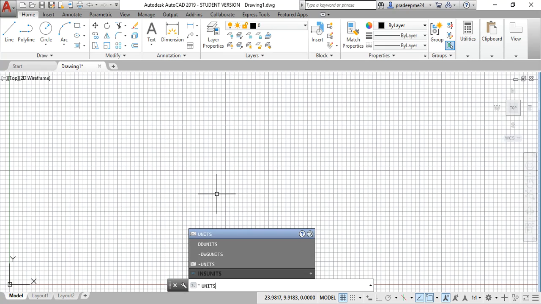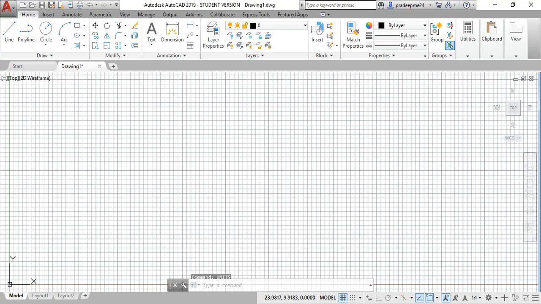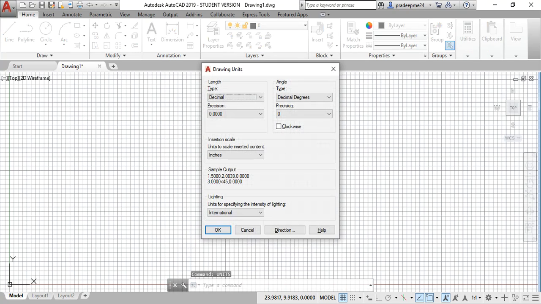units. Once you type, press enter, or else you can use the spacebar instead of the enter key. After that you will get this dialog box. In this dialog box, you have a lot of options. The first one is length type. What is the type of length we are going to use?